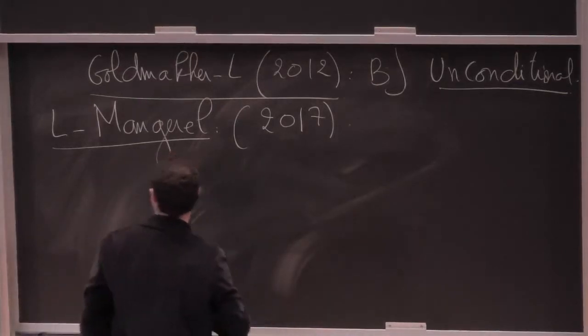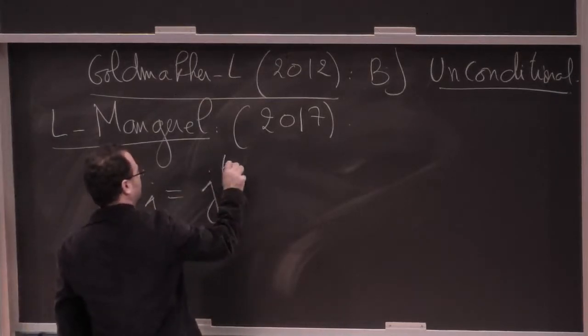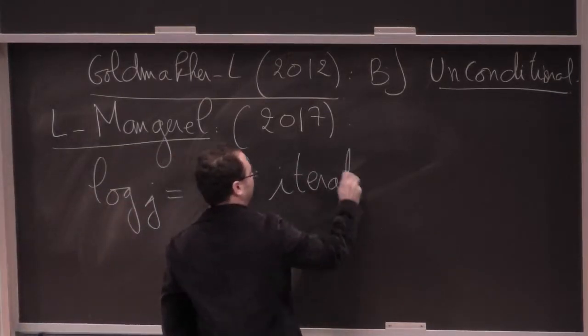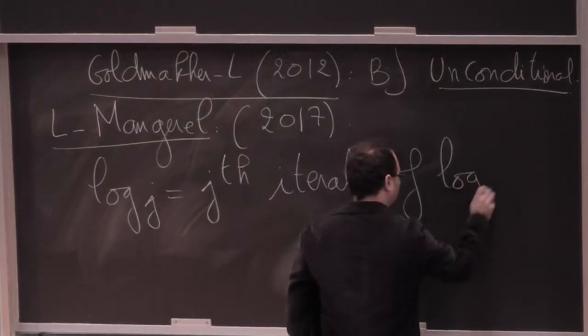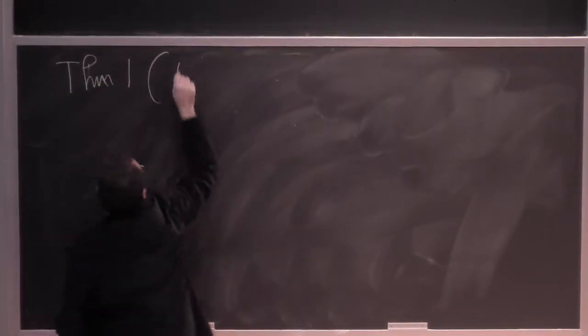So here, let me just write down log sub j to be the jth iterate of the log. So log 2 will be the double log, log 3 will be the triple log, and so on. And here are the results. So the unconditional and conditional case, unlike here, will differ slightly due to the possible existence of Siegel zeros, and we can't go around them. So the first theorem will be upper bounds.